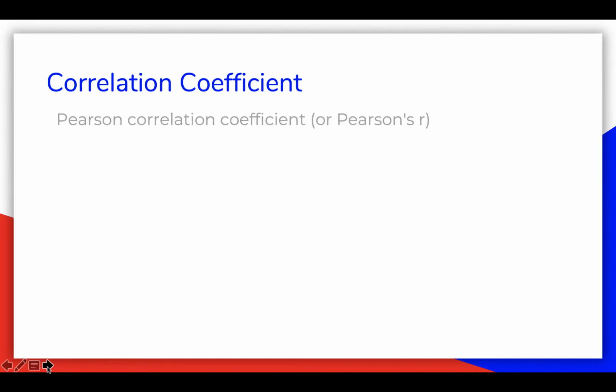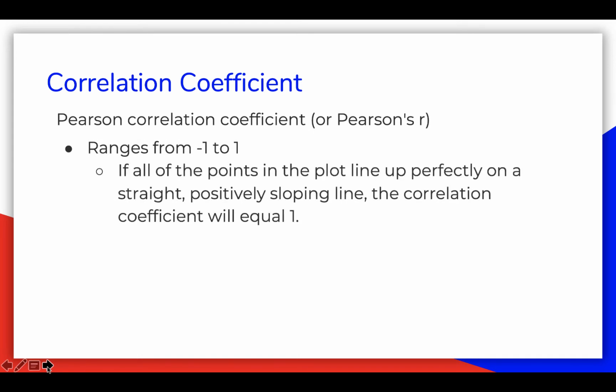This is where the correlation coefficient comes in, specifically the Pearson correlation coefficient, or Pearson's R. This ranges from -1 to 1. So if all of the points in the plot line up perfectly straight with a positive slope, imagine this is my plot, and all of the points go in a direction like this, all lined up along the line, this would have a Pearson's correlation coefficient of 1. This means that they all positively move together.